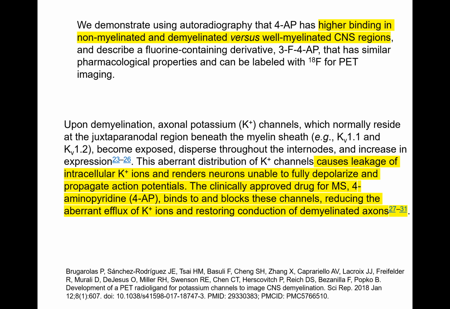But remember, when we're talking about these actions, 4-AP might not just block one type of potassium channel. There's a variety of different types, and they've found that there's different binding in amyelinated or non-myelinated neurons than in demyelinated neurons versus well-myelinated CNS regions. So we might be getting a change in the binding of 4-aminopyridine over time. And maybe this leakage of potassium that occurs with MS could actually influence how the cell might be repolarized as sodium channels are inactivated with depolarization.